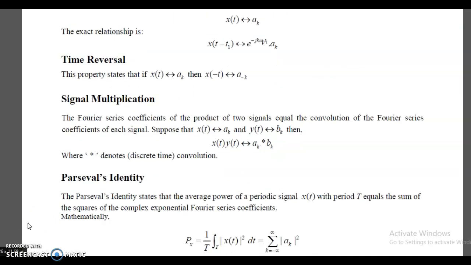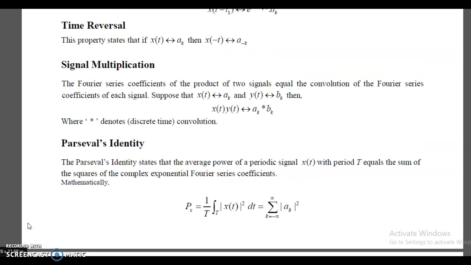The next property is the time reversal property. The time reversal property simply tells that if you have a signal x of t that maps to the Fourier coefficients a k, then if you flip your original signal x of t and it becomes x of minus t, the coefficients that were mapping to a k are now mapped to a of minus k.